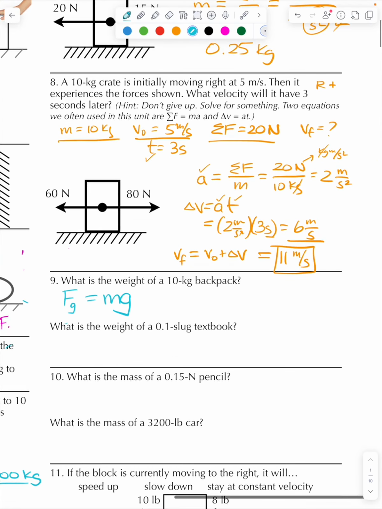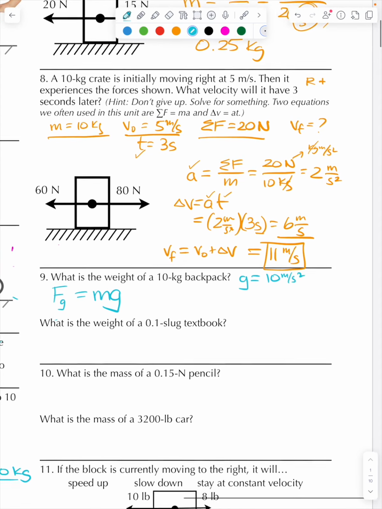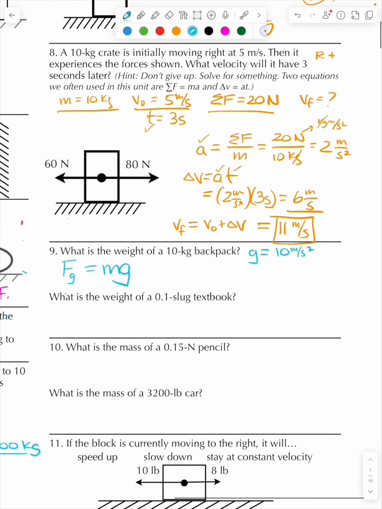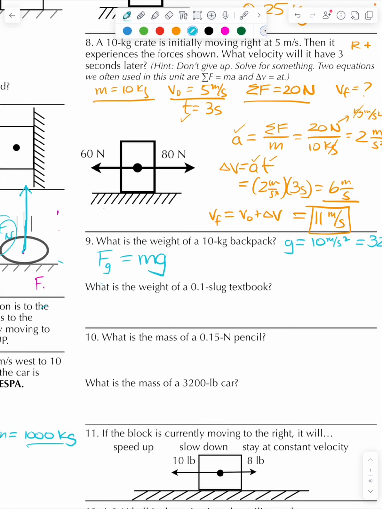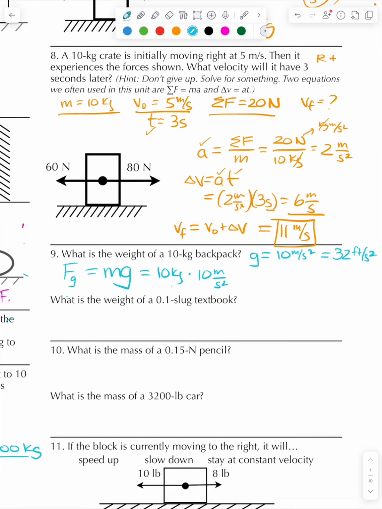And we're rounding off. Remember, the g on Earth we're going to say is 10 meters per second squared. Actually, 9.8, but we'll just use 10. Or if you're using imperial units, 32 feet per second squared. So we need to multiply the mass, 10 kilograms, times the acceleration due to gravity, which is 10. We're going to use that version because I'm using SI mass, so use SI acceleration due to gravity. And you get 100 kg·m per s squared, which is a Newton, right?